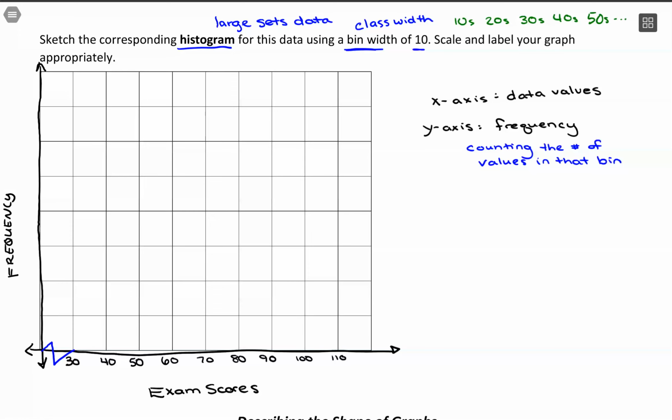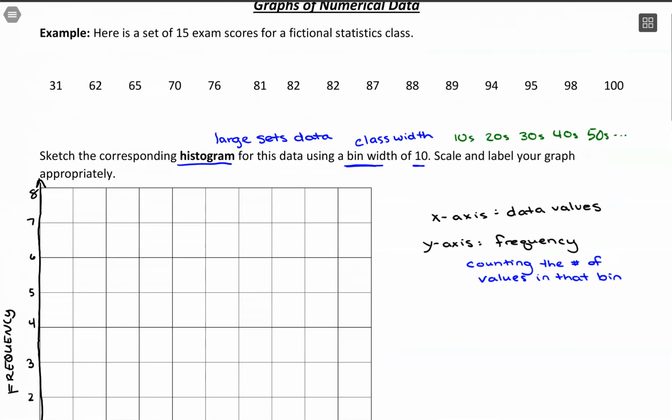And then I'm just going to number by ones. So 1, 2, 3, 4, 5, 6, 7, 8. So that sets up our histogram. We haven't actually graphed anything yet, but that sets up the axes. So let's go to our data set and figure out how we're going to separate this data.